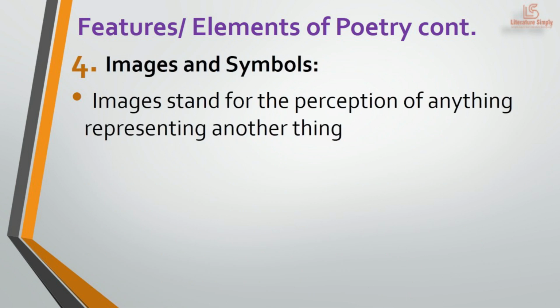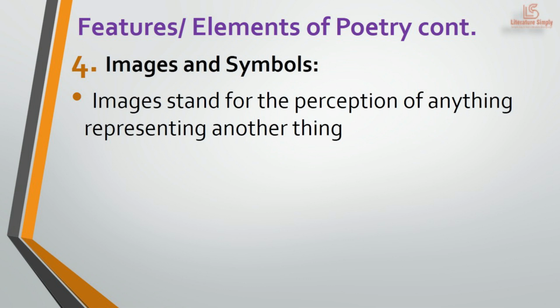The fourth element of poetry is images and symbols. Poetry is the highest manifestation of imagination. A poet creates pictures through the words used in a poem. Images stand for the perception of anything representing another thing. Poets do not create direct or straight pictures as painters do, but through images.